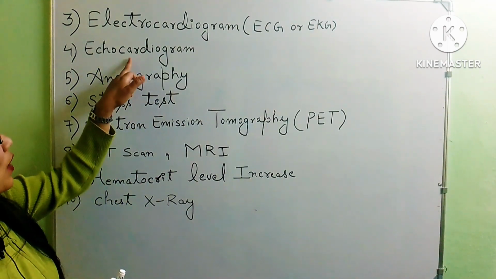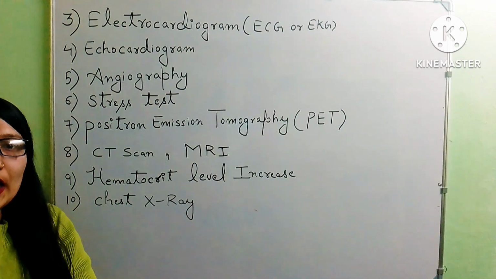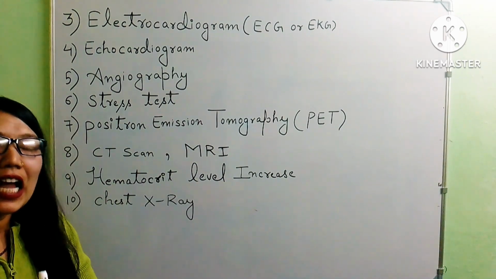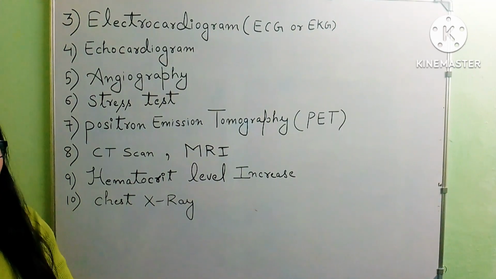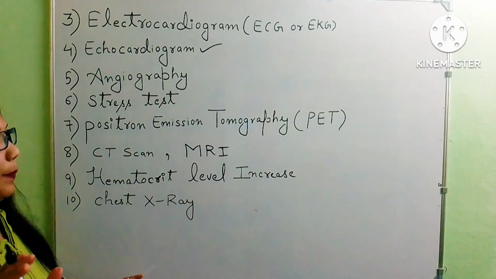So in this echocardiogram we see how the heart chambers are functioning, how its valves are functioning, and how the blood vessels are functioning. So it is a diagnosis for myocardial infarction.